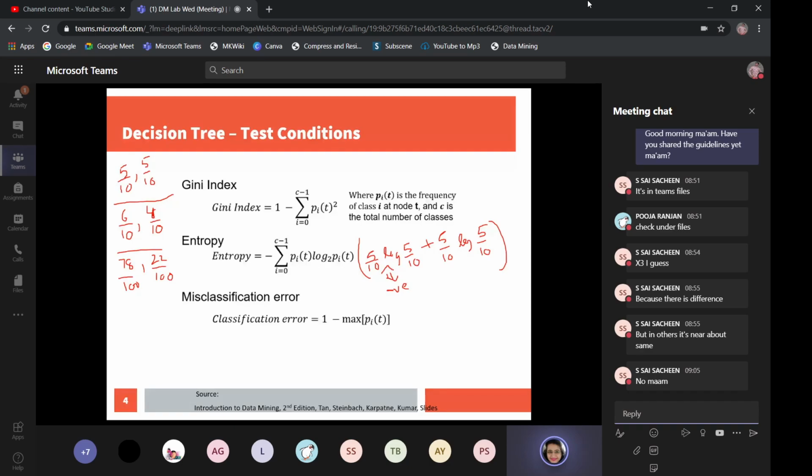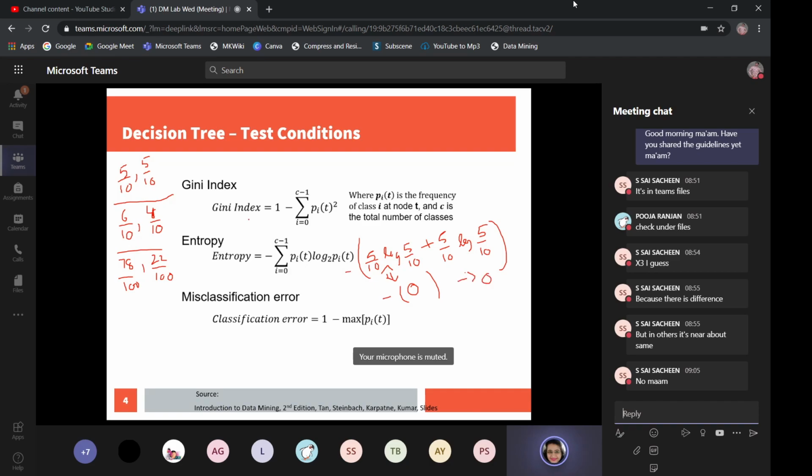This entire thing should be 1. If 1 by 2 log 1 by 2 is, this will give you 0.5 plus 0.5, which will give you answer 1. This should be 1, if you check, taking the negative. And this one, if you do like this, will give you answer 0.